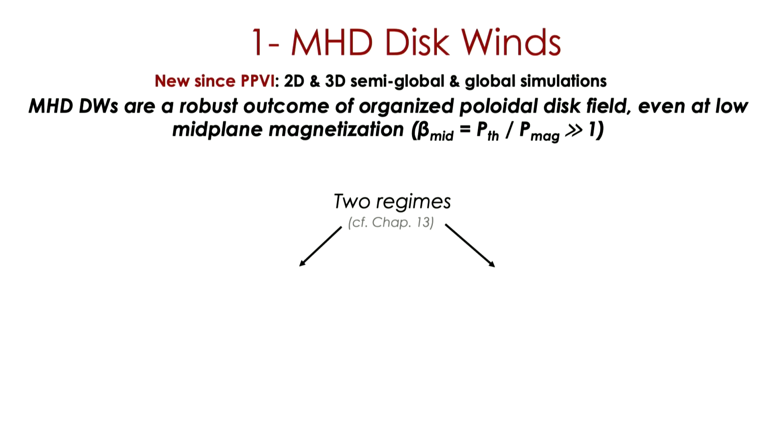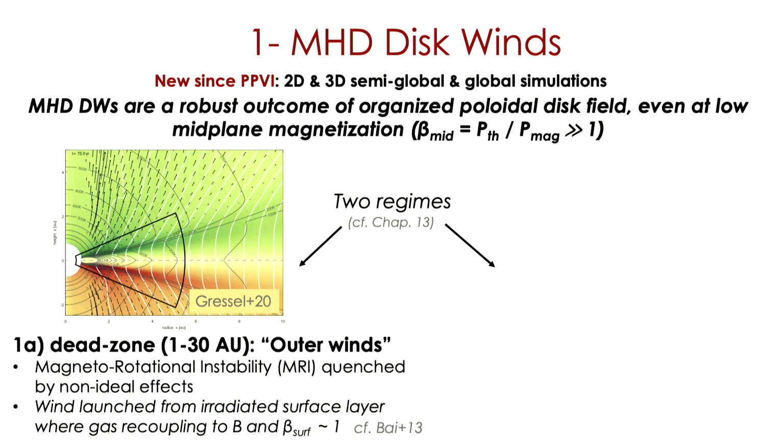Well, there has been a lot of very impressive progress with 2D and 3D semi-global and global simulations of these disk winds, which we didn't have before. And they show that MHD disk winds are a robust outcome of organized poloidal disk fields. As soon as you put in these vertical field lines, you get MHD disk winds, even when the midplane magnetization is low. And there are two regimes which were discussed by Mario this morning.